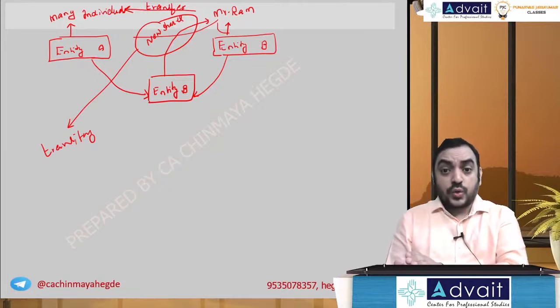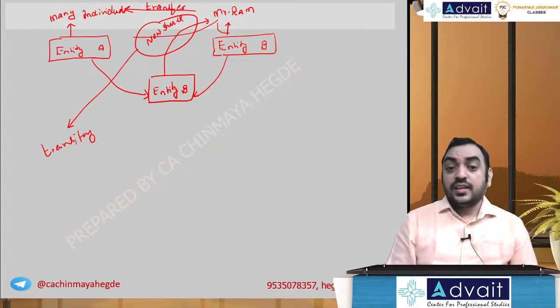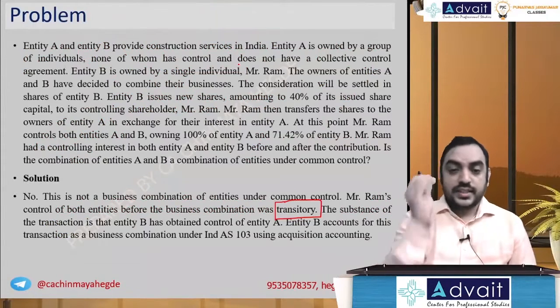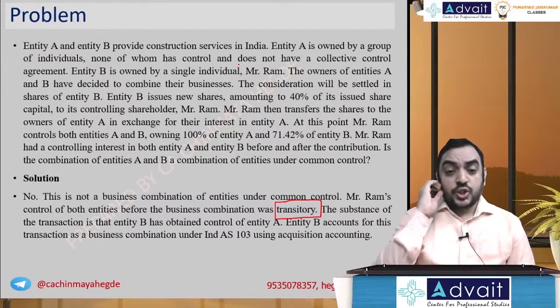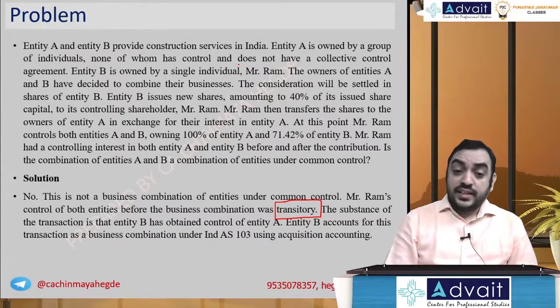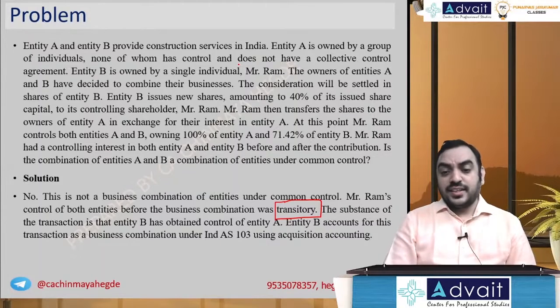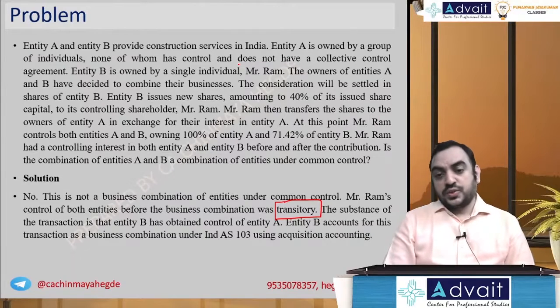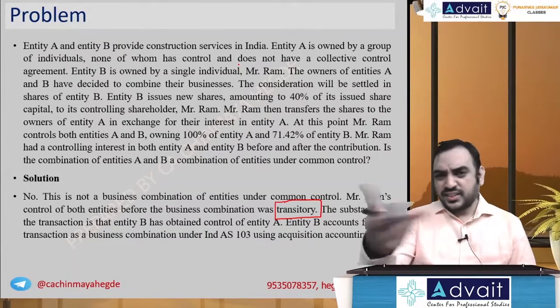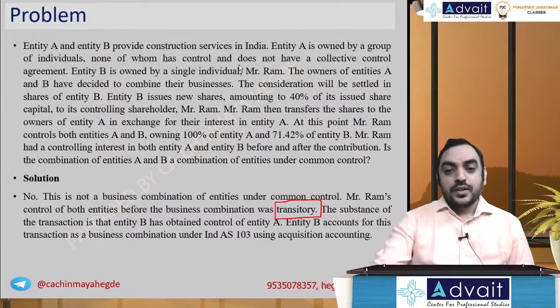Entity B is the controller, the acquirer. Entity A will be the acquiree. That's what this sentence also will tell. This is not a business combination under common control. Mr. Ram's control of both entities before the business combination was transitory. The substance of the transaction is that entity B has obtained control of entity A. Entity B accounts for this transaction as a business combination under Ind AS 103 using acquisition accounting. That's your regular accounting. Okay, so hope you got it. Let's go further.